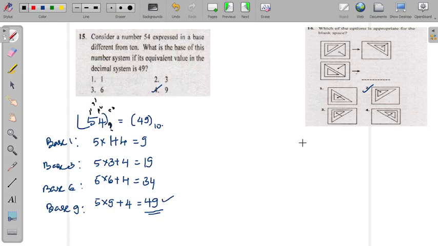Next, which of the options is appropriate for the blank space? So look at the first figure. It is folded first, then it is turned to the right. Similarly here, this has to be folded first, then turned to the right. When you turn this to the right, this comes here, and the folded portion means this arrow mark will be down. Second option is the answer.